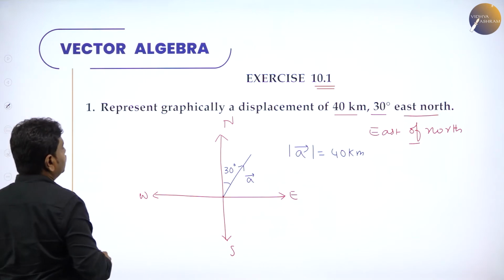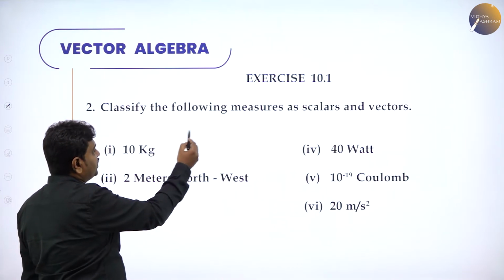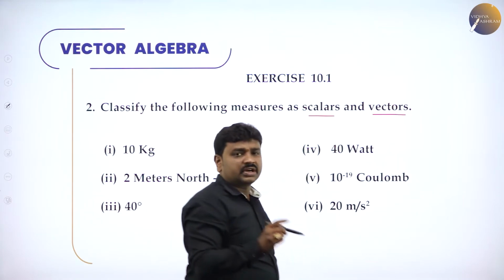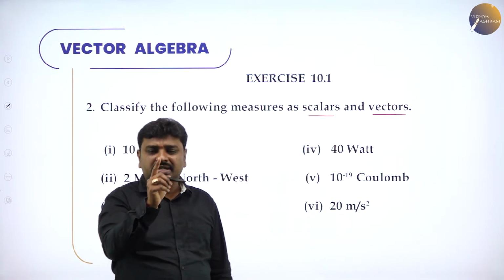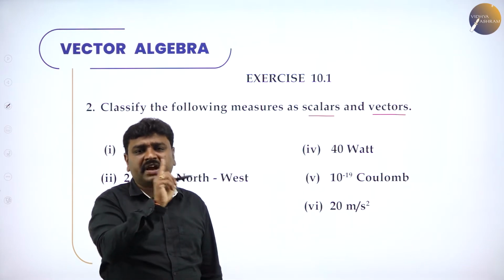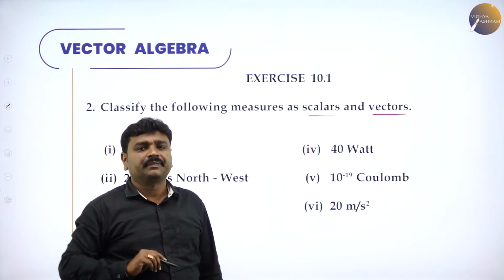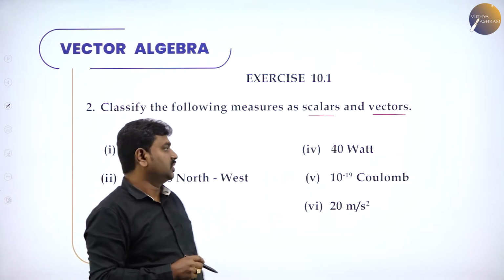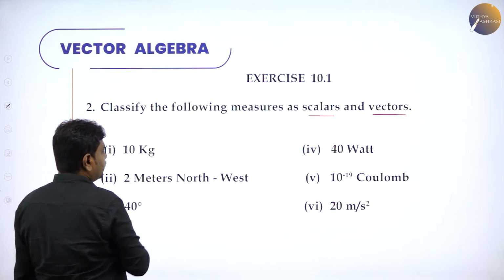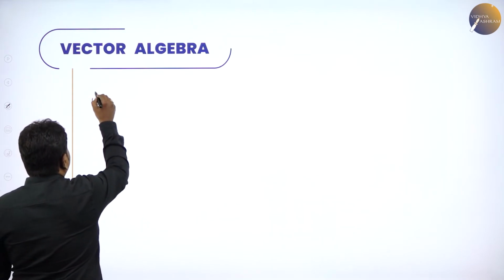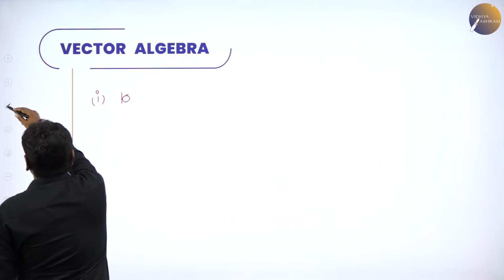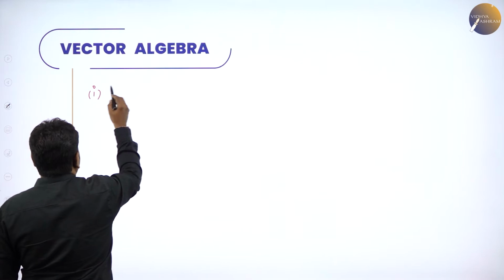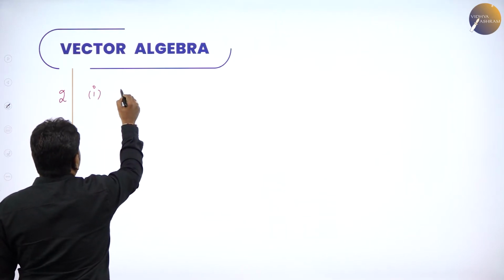Next, classify the following measures as scalars and vectors. What is a scalar? Scalar is a quantity which will have only magnitude. It will not have direction. What is a vector? Vector will have both magnitude and direction. Now starting with the first one, 10 kg. 10 kg is mass, a unit of mass.